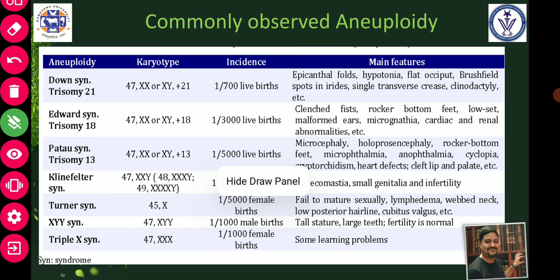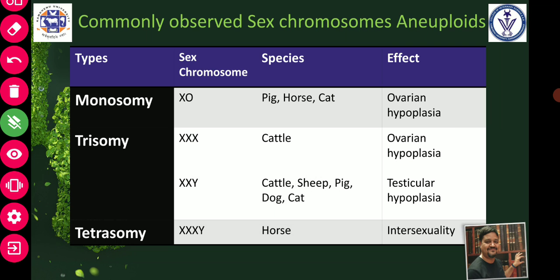Now, the commonly observed sex chromosome aneuploids in animals. The monosomy of X chromosome means one X chromosome is missing, and the complement will be X0 instead of XX. This is observed in pigs, horses and cats, and the effect is ovarian hypoplasia.